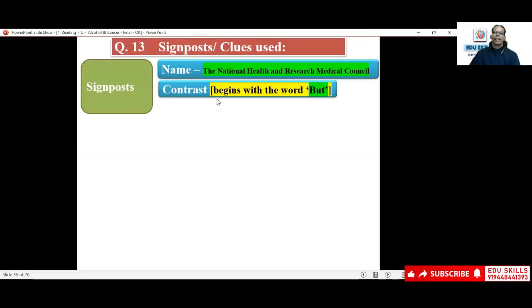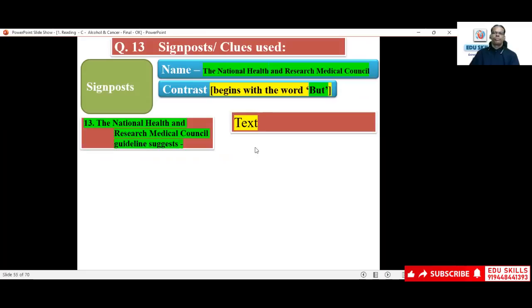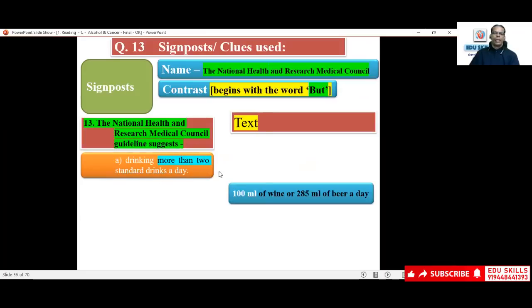A signpost is given, then the name, the National Health and Medical Research Council, so that you can immediately launch into the particular portion of the paragraph to locate the answer. Then the contrast begins with the word but. The whole paragraph begins with the word but. So in the question, the guidelines suggest drinking more than 2 standard drinks a day. In the text, it is given as more than 2 standard drinks.